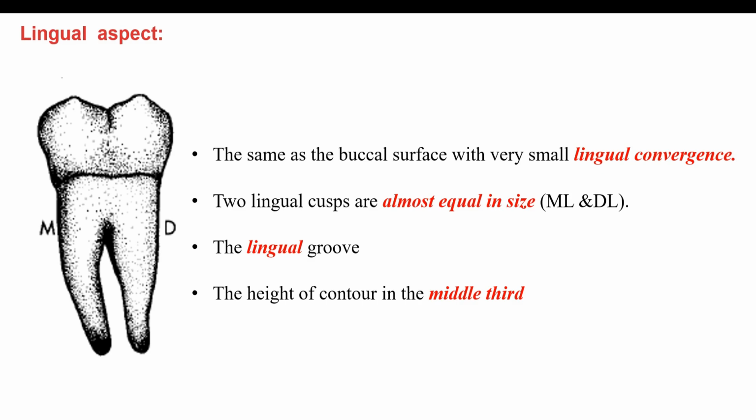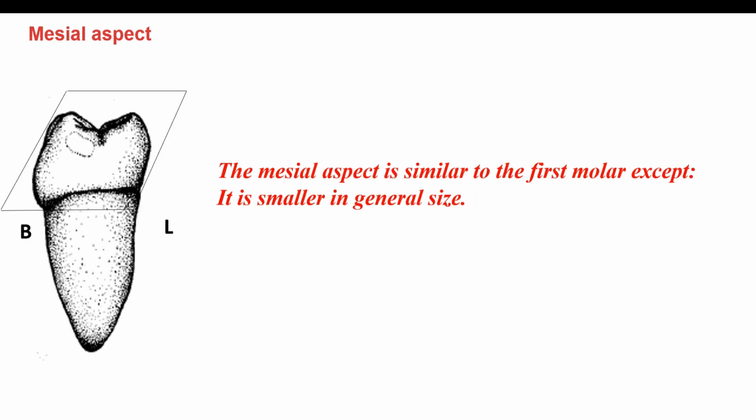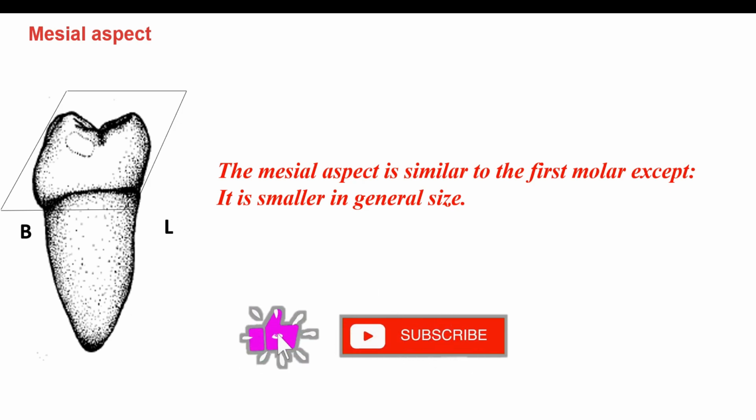From the lingual aspect, again there is very little lingual convergence. Lingual cusps are equal in size, which are divided by a lingual groove, and the height of contour is in the middle 1/3. Mesial aspect is exactly like the first molar, except that in case of second molar it is slightly smaller in size generally.